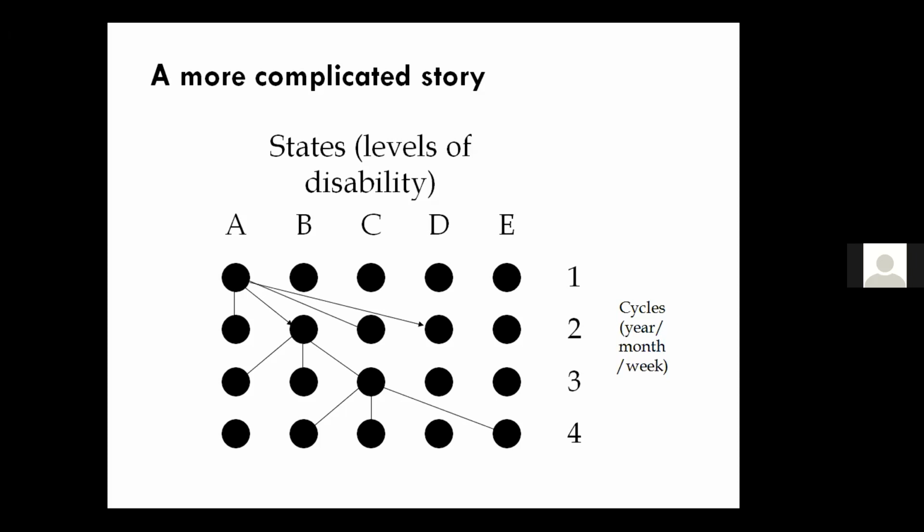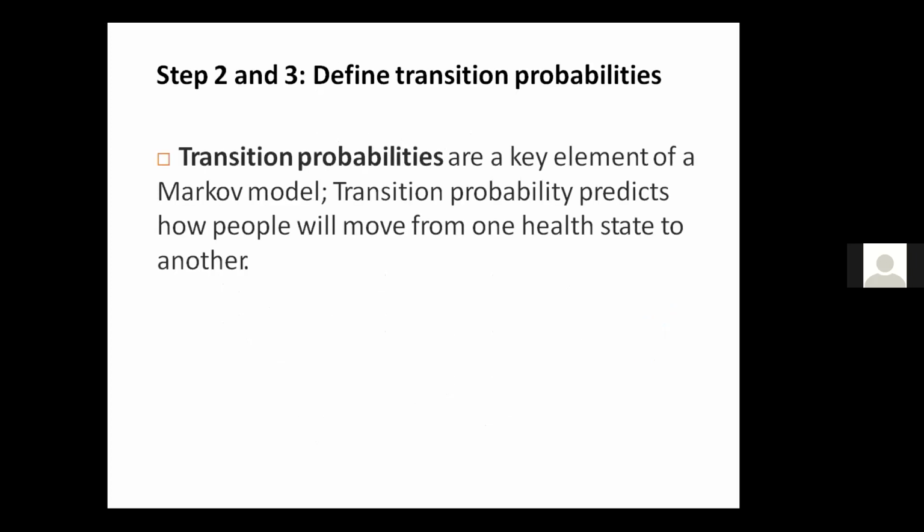What is the probability of A in the first year going to D? What is the probability that a perfectly fine person will develop a severe breathing problem next week? That kind of thing. That's why you now have to define these probabilities. They're called transition probabilities. These are the key elements of Markov models, and they predict how people will move from one health state to another.